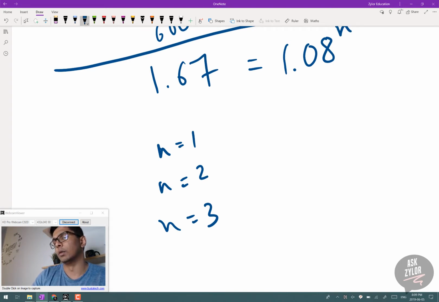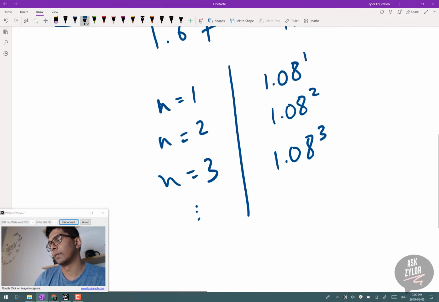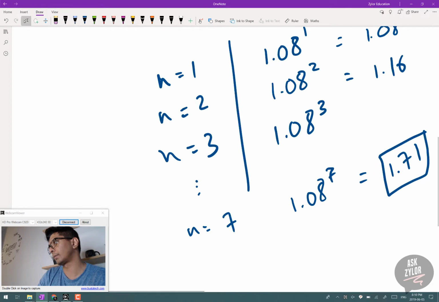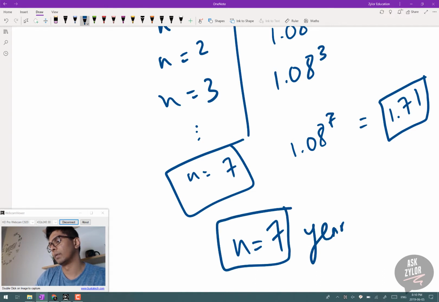Right? So if we do n is equal to 1, we get 1.08 to the power of just 1, so that's 1.08. 1.08 to the power of 2, 1.08 to the power of 3, and so on. Right? This should give me the same thing, 1.08, this should give me 1.16, and eventually when I get to n is equal to 7, I should get 1.71, so that's close enough, so I'm going to stop there. Right, so my n is equal to 7, so that tells me that it takes 7 years for the $600 to grow to $1,000.